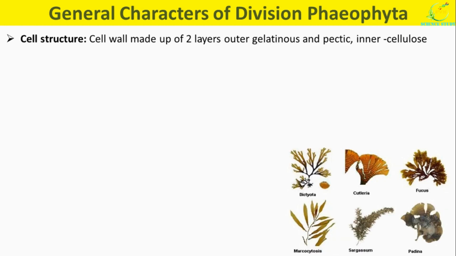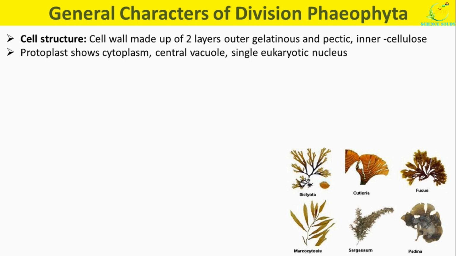Now we will study the cell structure of Phaeophyta algae. The cell wall is made up of 2 layers. The outer layer is made up of gelatinous and pectic material while the inner firm layer is of cellulose. The protoplast shows cytoplasm, central vacuole and single eukaryotic nucleus. The cell may consist of a single large plate-shaped chromatophore or many small discoidal chromatophores. The chromatophores lack pyrenoids but they may contain one or more irregularly shaped whitish fucosan granules.